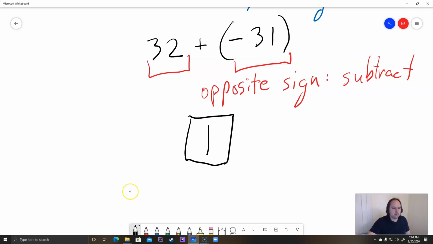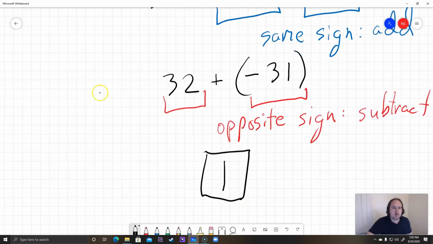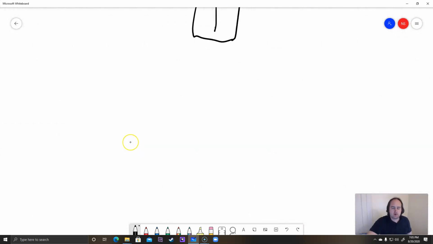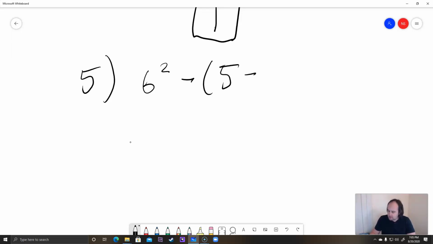Okay, cool. So I want to do a few more examples. There's all kinds of little cases here. Okay, so that was example number 4. I want to at least do a couple more. So example number 5 is up next. And for example number 5, we have 6 squared minus the quantity 5 minus 2 cubed. Okay, so 6 squared minus parentheses 5 minus 2 cubed.